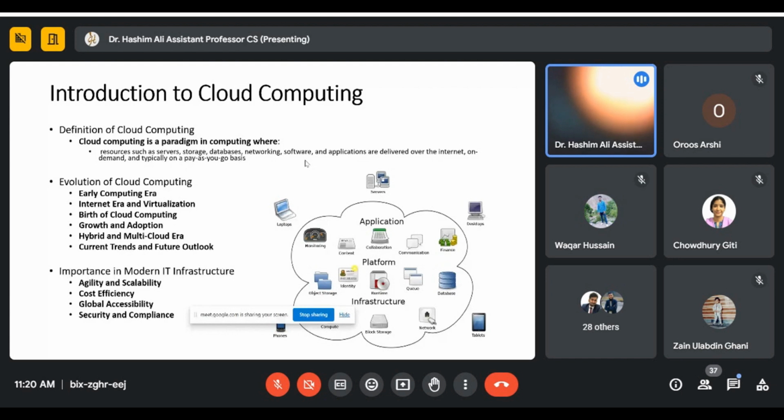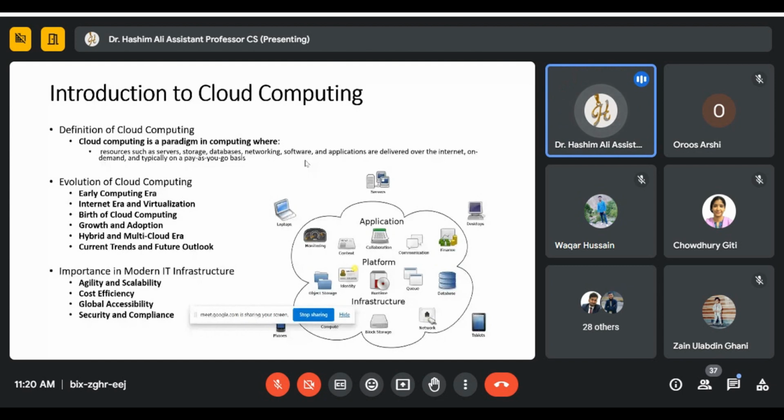We will discuss the evolution of cloud computing, how it evolved during different eras of computing. First there is the early computing era, then the internet era and virtualization, then the birth of cloud computing, and then growth and adaptation, and then the hybrid and multi-cloud era. And then we will discuss a bit about current trends and future outlook.